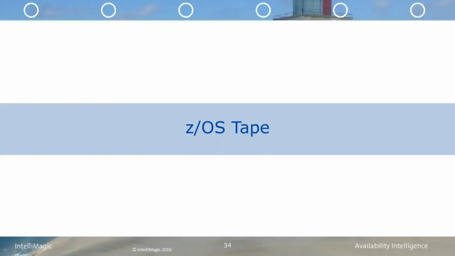There we go. My portion of the presentation involves z/OS tape. We're going to shift the focus there.